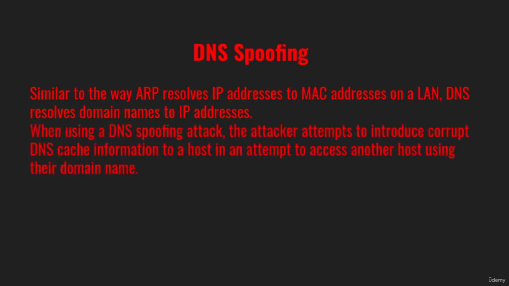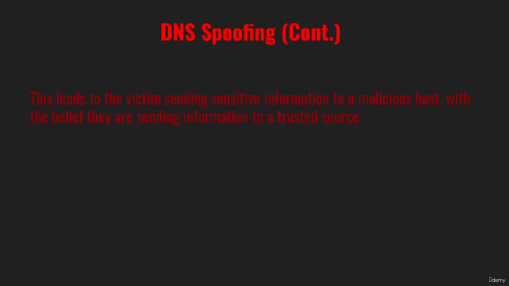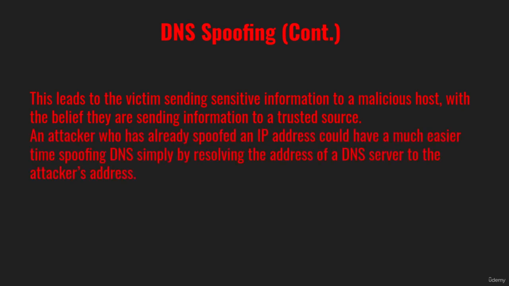So when using a DNS spoofing attack, the attacker attempts to introduce corrupt DNS cache information to a host in an attempt to access another host using their domain name. This leads to victims sending sensitive information to malicious hosts with the belief they are sending information to a trusted source. An attacker who has already spoofed an IP address could have a much easier time spoofing DNS, simply by resolving the address of a DNS server to the attacker's address.